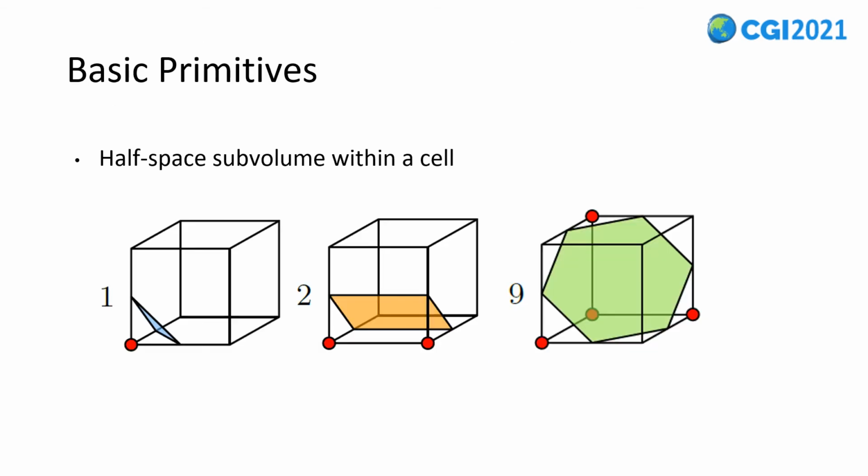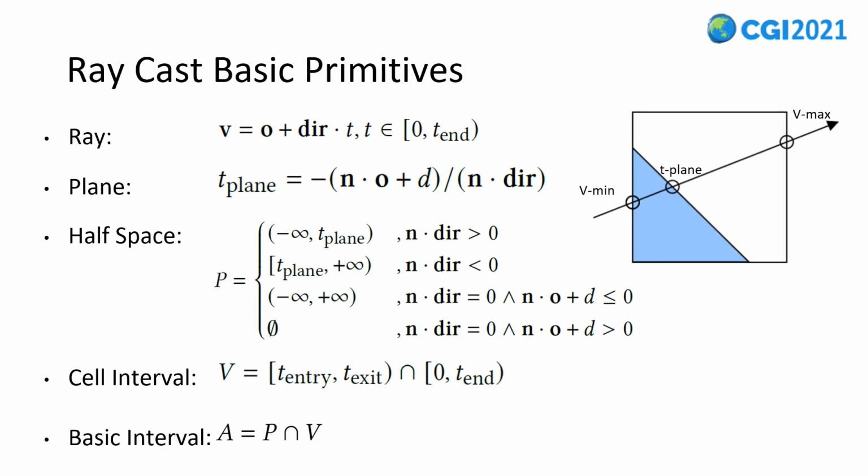Instead of representing the surfaces by triangles, we represent the cube configurations by half-space subvolumes, which are called basic primitives. For example, case 1, 2, and 9 can all be represented by a single basic primitive, though they have different numbers of edges. To raycast the basic primitive, we compute the entry and exit depths to evaluate the ray interval within the solid object. An intersection point exists when the ray interval is a valid interval.